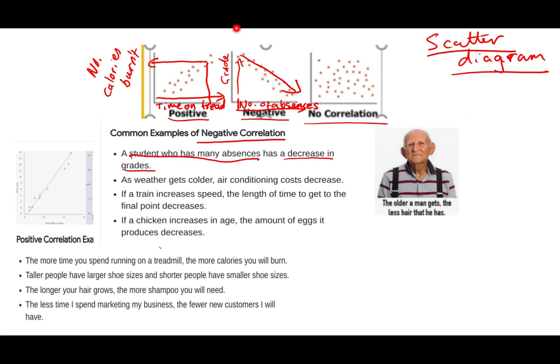Okay. Now, the last type of correlation is no correlation. So this is when the two variables you're measuring don't have a relationship with each other. So for example, the amount of times you do jumping jacks and the sale of bread. Okay, moving on now, guys.